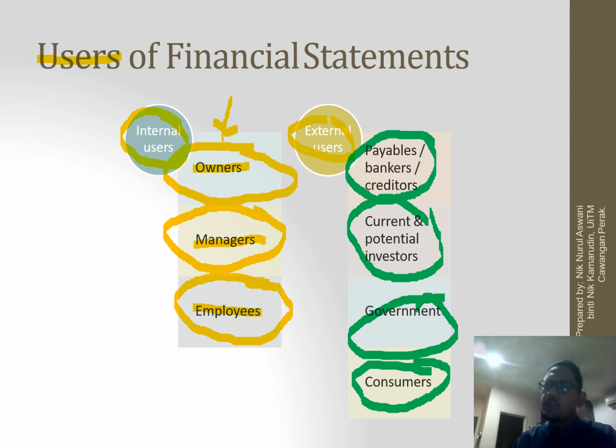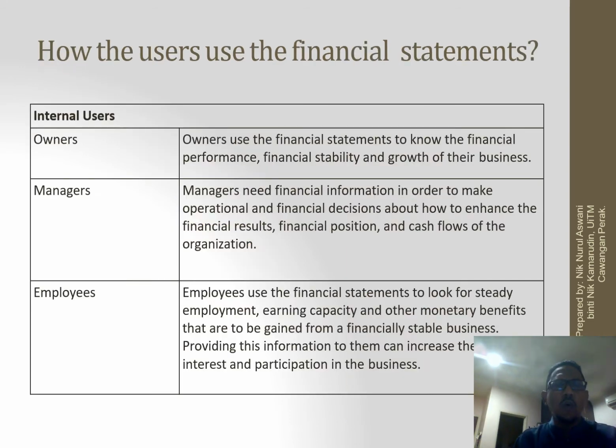So we look at it. Owners use the financial statements to know the financial performance, financial stability, and growth of the business. Managers need financial information in order to make operational and financial decisions. Employees want to know the stability of the business. They look for steady employment, earning capacity, and other monetary benefits that are to be gained from a financially stable business. This is from the internal users' point of view.